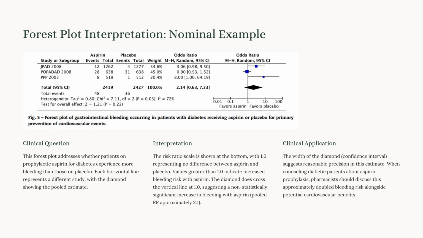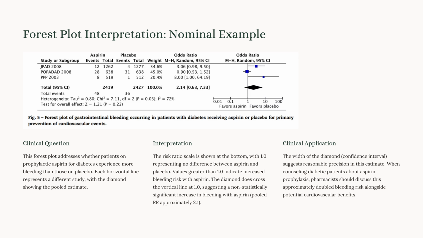That's where the pooled estimate now comes in. That black diamond takes all 3 different studies using that weighted calculation we talked about a few slides ago and shows us that the pooled estimate is about 2 favoring placebo. However, it crosses 1, it goes from 0.63 to 7.33. Therefore, it would be statistically non-significant. We see that on the test for overall effect, p equals 0.22.